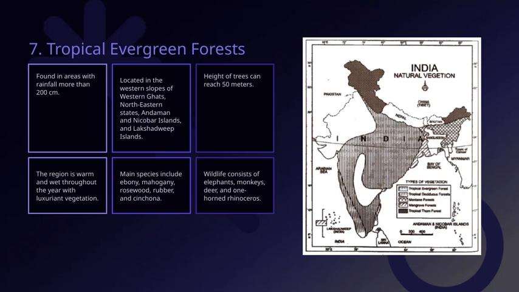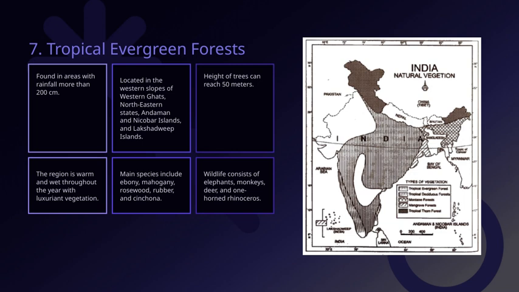Tropical evergreen forests are found in regions where the annual rainfall exceeds 200 centimeters, creating a lush, vibrant environment. You'll mainly find these forests along the western slopes of the Western Ghats, in the northeastern states, and on islands like Andaman and Nicobar, as well as Lakshadweep.